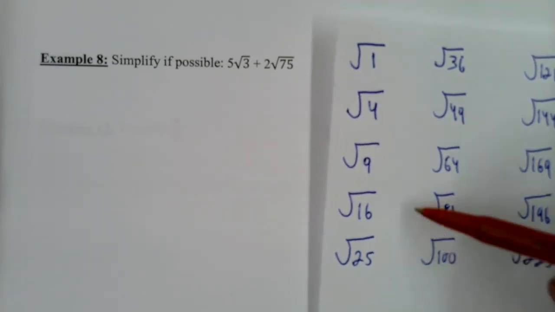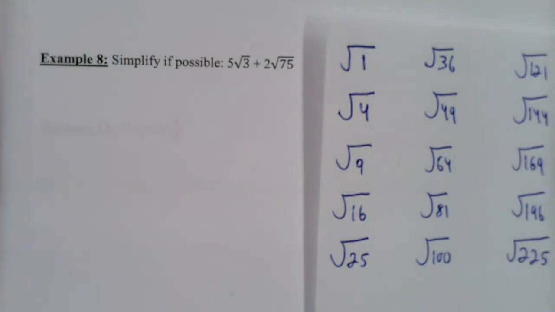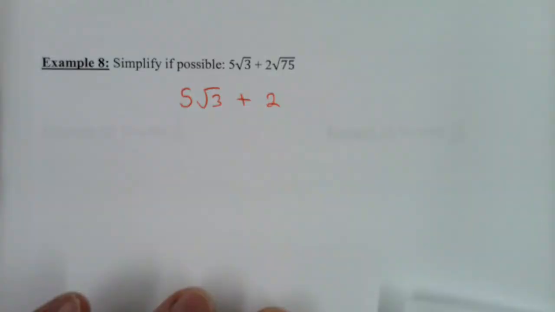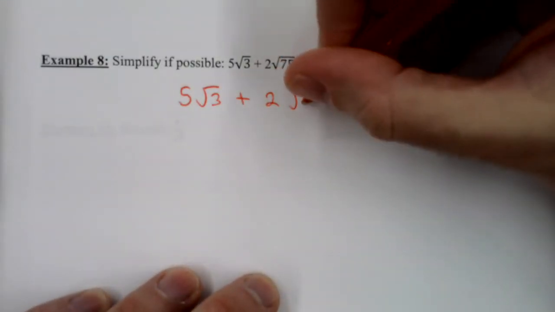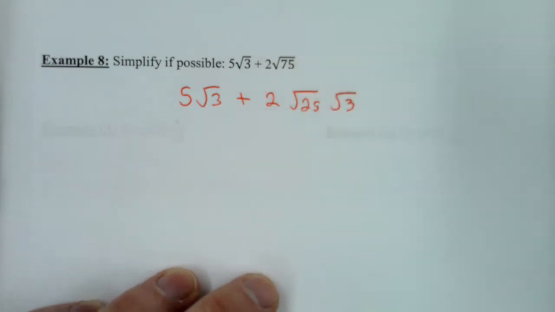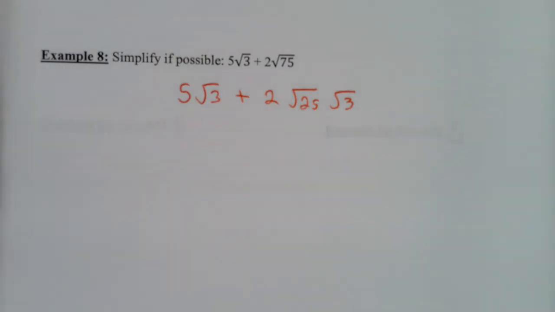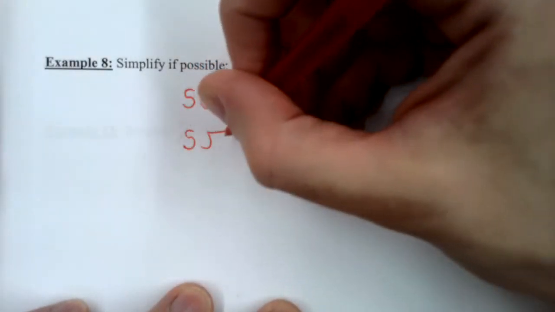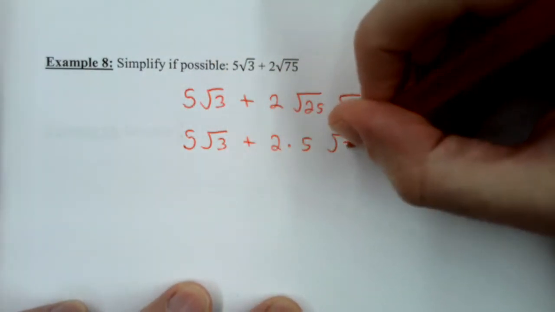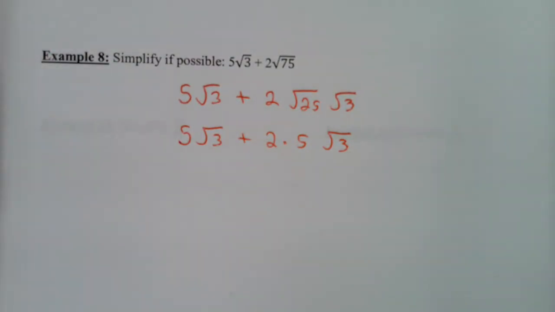Okay, so I'm going to simplify the square root of 75 like we did on the last page. I'm going to use 25 from this list of perfect square numbers. I'm leaving 5 square root of 3 alone, and I'm simplifying the square root of 75 down to square root of 25 times square root of 3. Now you probably see where I'm going with this, but I'm going to make the square root of 25 5. And then I'll make 2 times 5, 10.